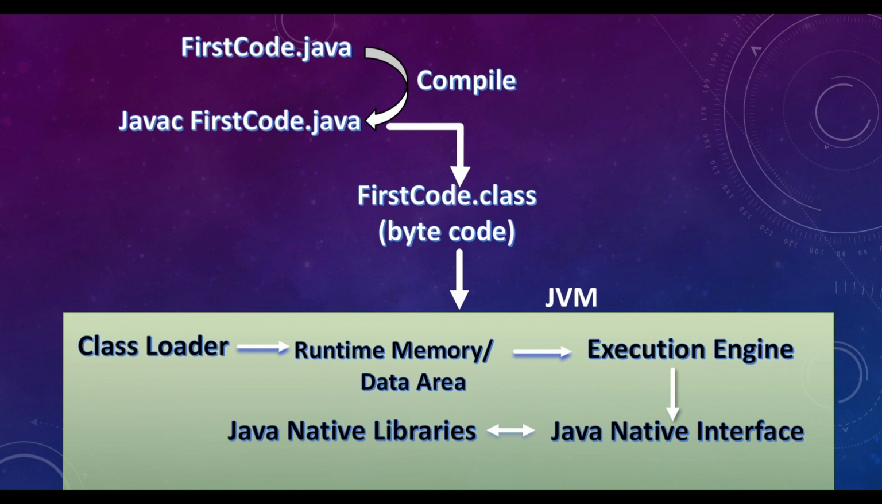Next we have the Java native interface and Java native libraries. Suppose your application is using some native libraries which are built using C or C++, those libraries will be fetched using the Java native interface. So this is all about the JDK, JVM, and JRE, and what each component does internally.